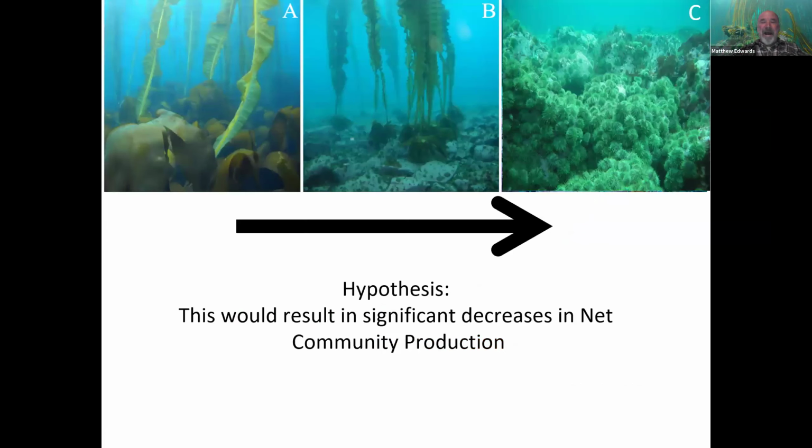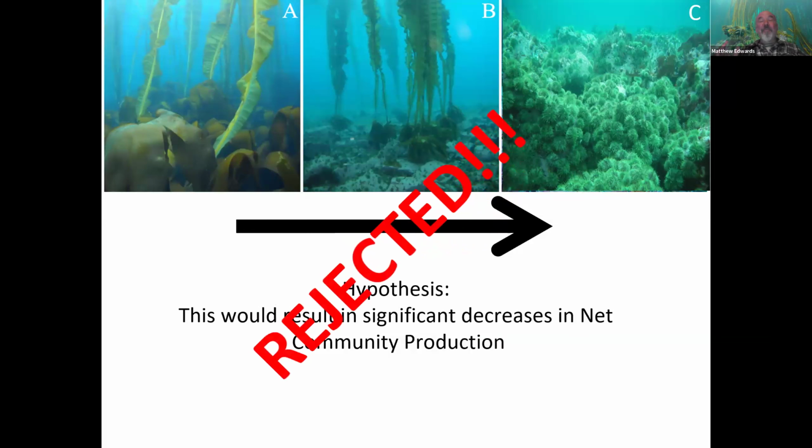And so getting back to our hypothesis, the whole reason why I wrote this NSF proposal was that this would result in significant decreases in net community production, and we rejected that. I don't know if there are any graduate students or young scientists on this call right now, but one of the things I would say to you is when you go into a study and you have all these ideas of how the world works and you're wrong, don't treat that as a failure. Treat it as an opportunity, because this opened up a huge opportunity, which now dominates the work we do in my lab.